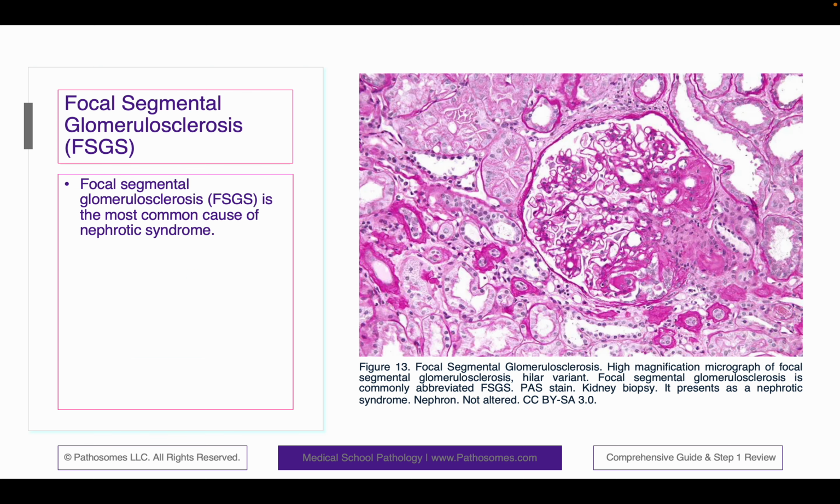Now let's talk about another commonly tested entity called focal segmental glomerulosclerosis, or FSGS for short. Now, focal segmental glomerulosclerosis is the most common cause of nephrotic syndrome. If you take a look at the H&E image, you can see a high magnification micrograph of FSGS. And this is a PAS stain.